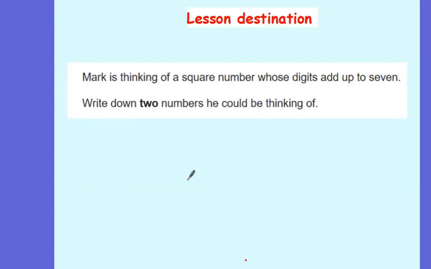And finally, remember our lesson destination from earlier on? Mark is thinking of a square number whose digits add up to 7. Write down 2 numbers he could be thinking of. Pause the video and have a little think for me.